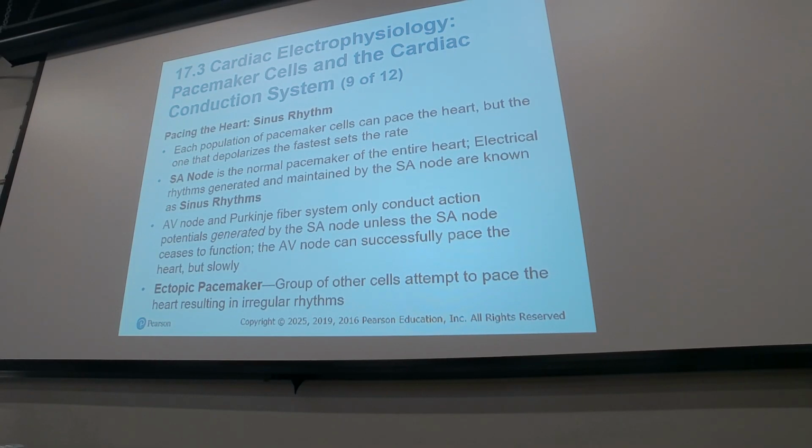Okay? And then the SA node will transfer that electrical signal to the AV node, to the bundle branches, and then to the Purkinje fibers. And sometimes when you have a block in any of these, any other pacemaker can take the lead. This is called an ectopic pacemaker, but that will change the rhythm of the heart. It's not only having the normal number of heartbeats, but the time interval between the heartbeats is also important.